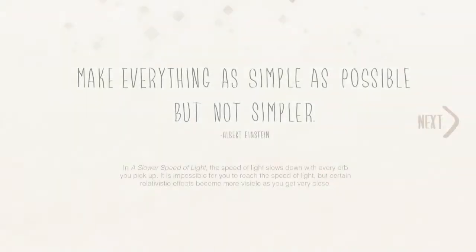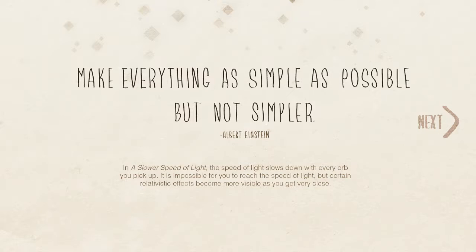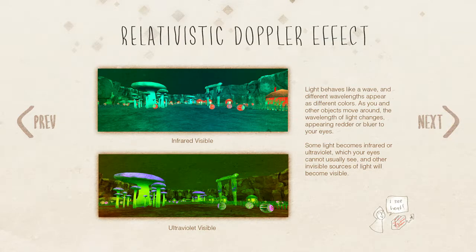There is more information about this in the What Happened section right here. Here's a quote from Albert Einstein, who actually proposed special relativity. In a slower speed of light, the speed of light slows down with every orb you pick up. It's impossible for you to reach the speed of light, but certain relativistic effects become more visible as you get very close. Light behaves like a wave, and different wavelengths appear as different colors. As you and other objects move around, the wavelength of light changes, appearing redder or bluer to your eyes. Some light becomes infrared or ultraviolet, which your eyes cannot usually see, and other invisible sources of light will become visible.